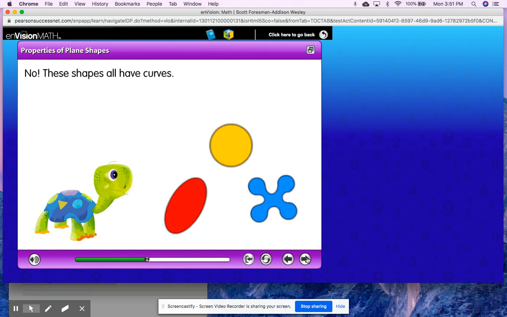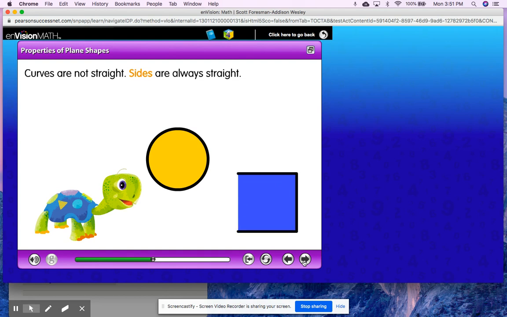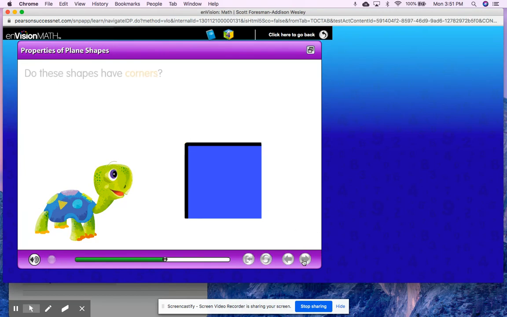No, these shapes all have curves. So this is how these shapes are alike. They don't have straight sides, but they all have curves. Curves are not straight. Sides are always straight. A corner of a shape is where two straight sides meet. So that's where that point comes in. It's where the sides are coming together to touch. We call it a corner.